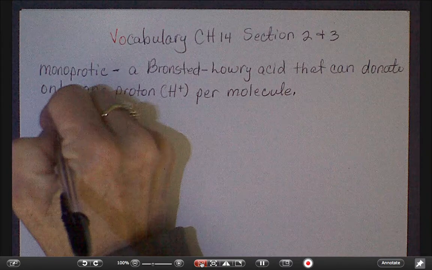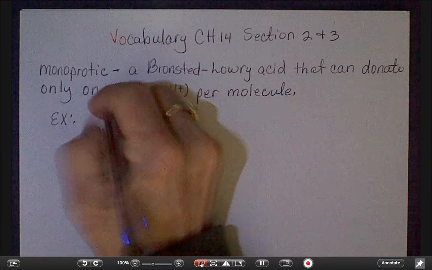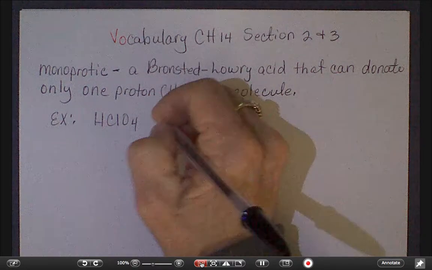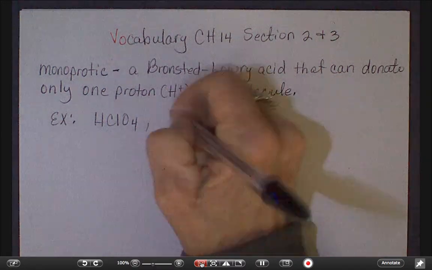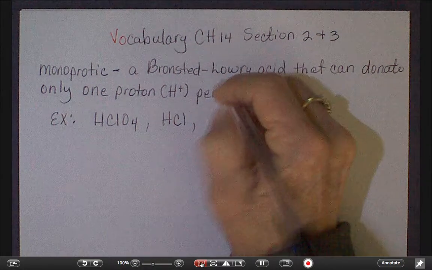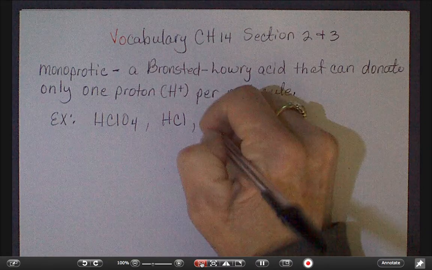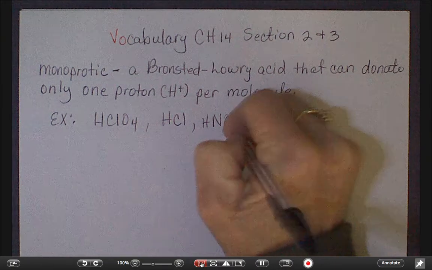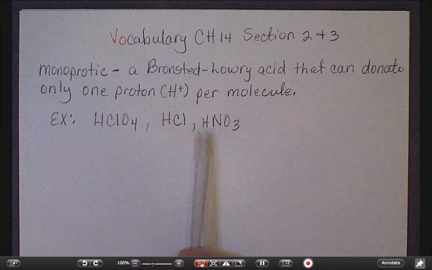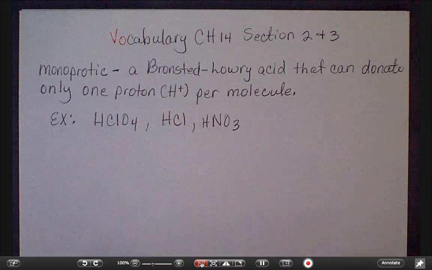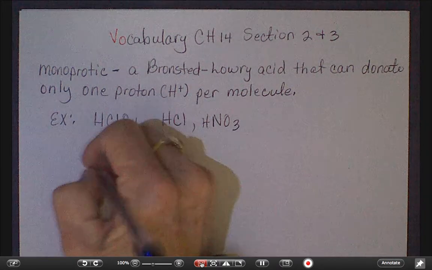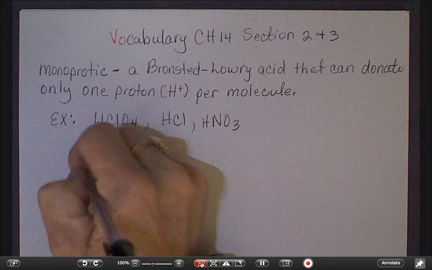Example: HClO4, HCl, and HNO3. If you look up here, you see that there's only one H for each of these acids. There's more than these, but these are just some examples. We'll use one in a reaction.